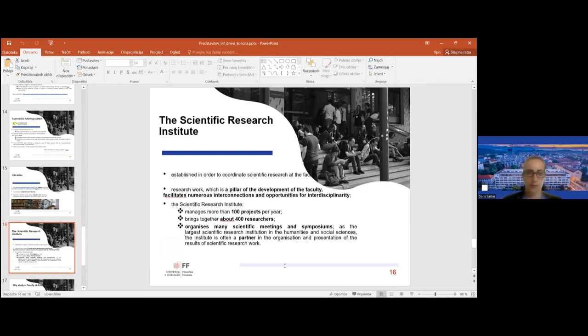The Faculty of Arts also has a scientific research institute, which was established to coordinate scientific research at the faculty. Research work is a pillar of the development of the faculty and facilitates numerous interconnections and opportunities for interdisciplinarity at our faculty. The Scientific Institute manages more than 100 projects per year and brings together more than 400 researchers. It also organizes all kinds of scientific meetings, symposiums, and other events.